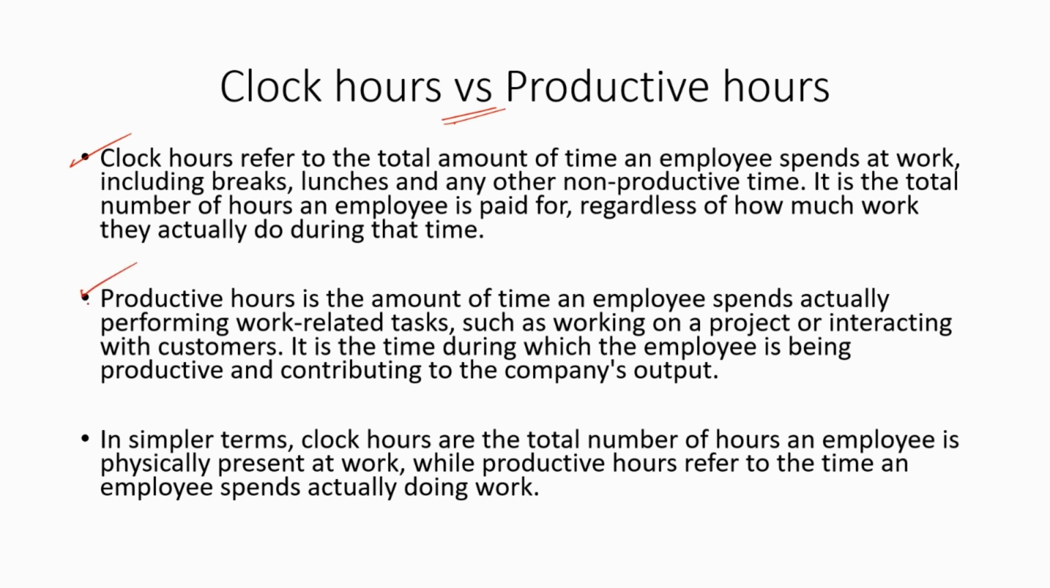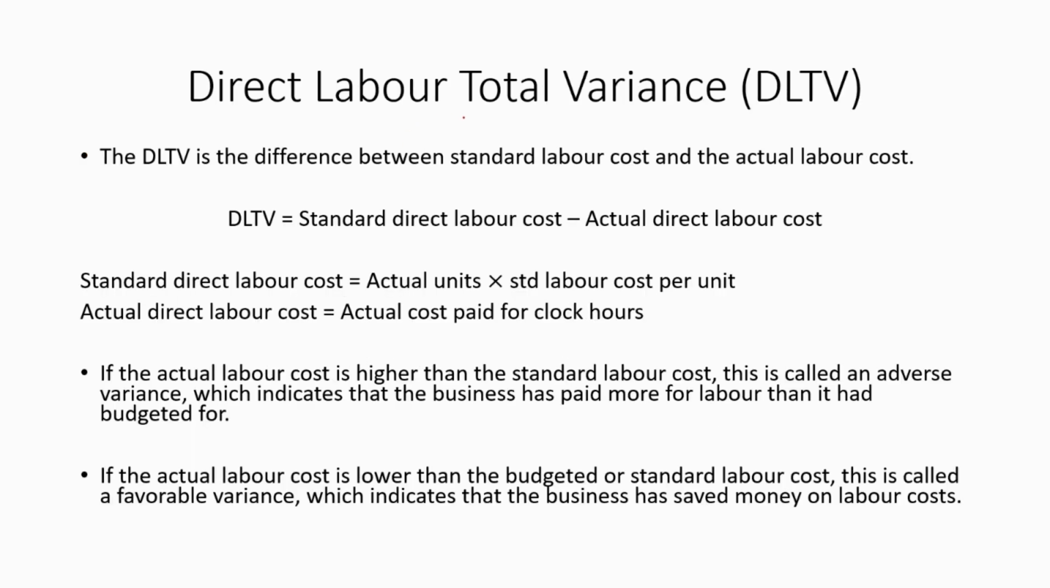Whereas productive hours is the amount of time an employee spends actually performing work-related tasks, such as working on a project or interacting with customers. It is the time during which the employee is being productive and contributing to the company's output. In simpler terms, clock hours are the total number of hours an employee is physically present at work, while productive hours refer to the time an employee spends actually doing work. You need a clear understanding of clock hours and productive hours in order to calculate the direct labor variance.